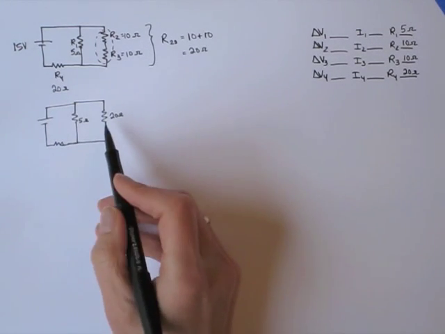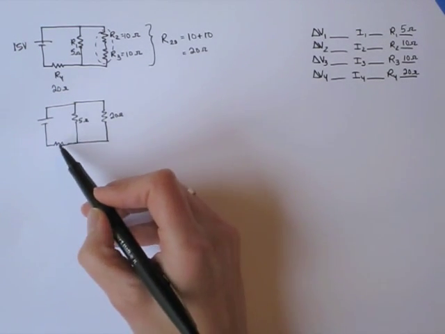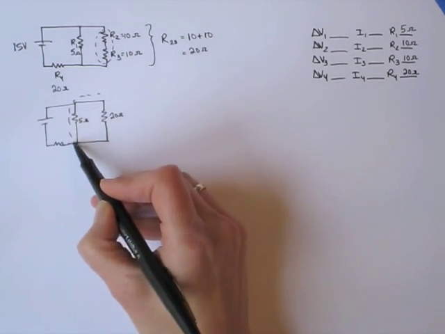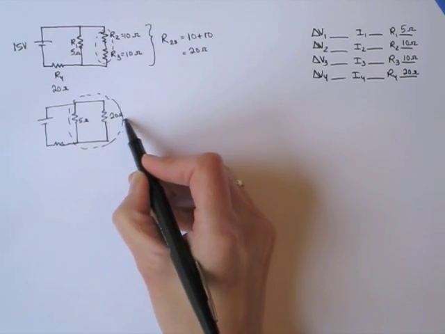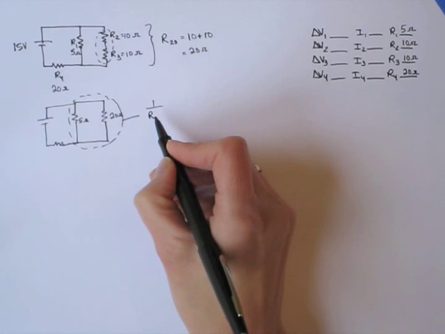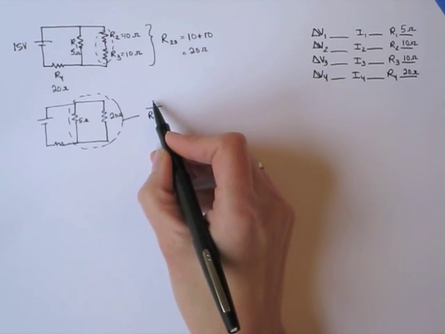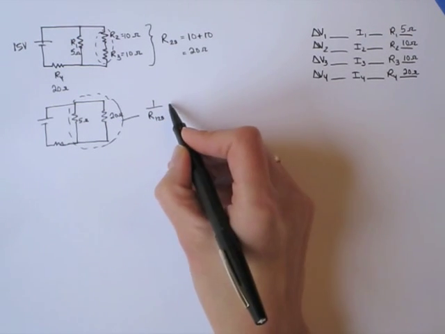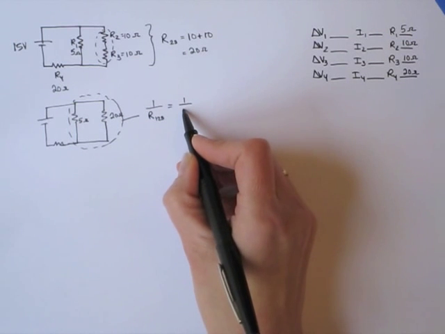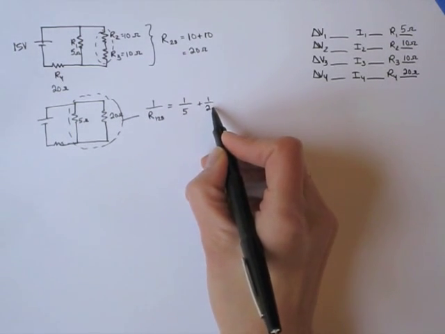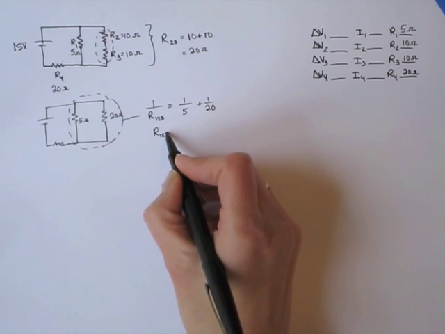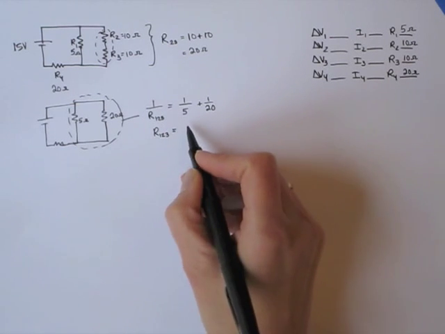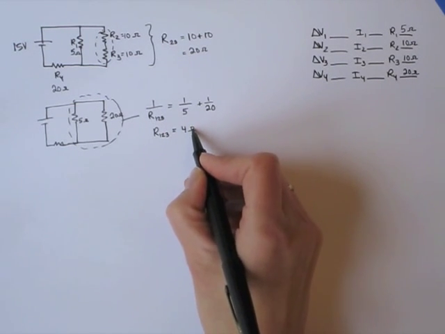Well, now looking at this, I can see that these two are in parallel. We would not say these are in series because there's a branch coming out here. So these two are a pure parallel combination. And to find the resistance of a parallel combination, we need to use this equation. So 1 over R(1,2,3) combined equals 1 over the first resistor in parallel plus 1 over the second resistor in parallel. And solving that, we're going to get that those 3 resistors combined together is equivalent to 4 ohms.